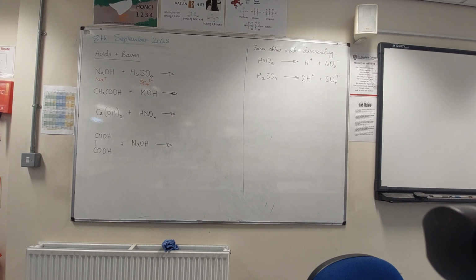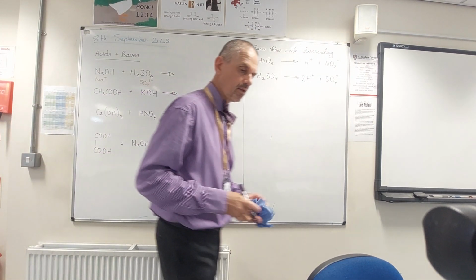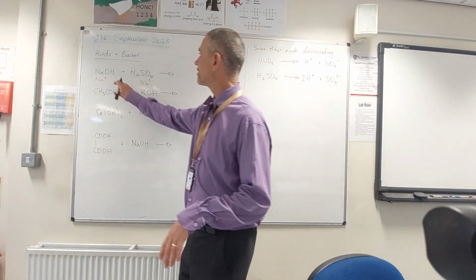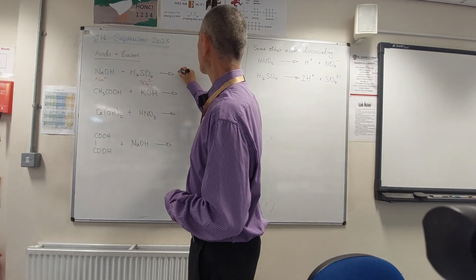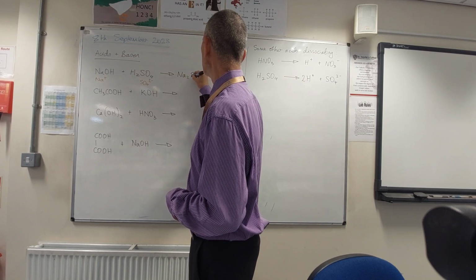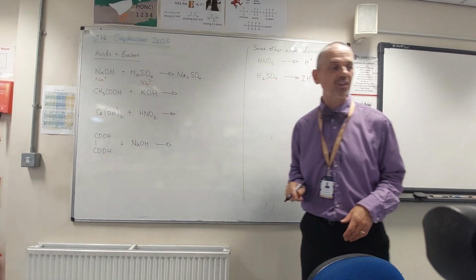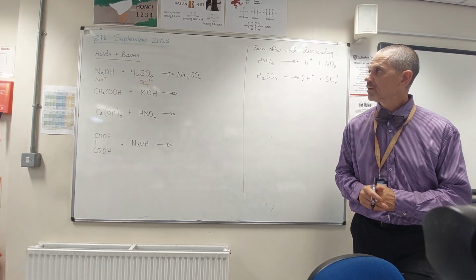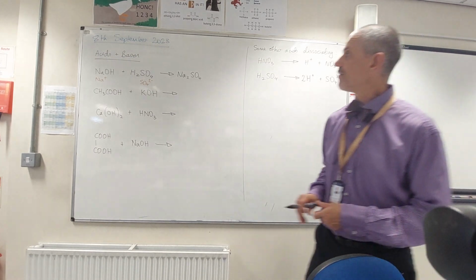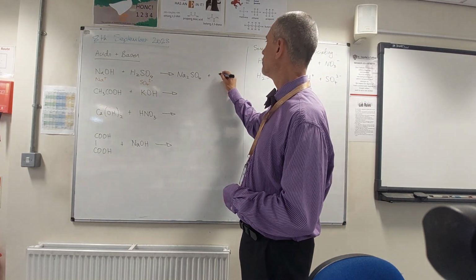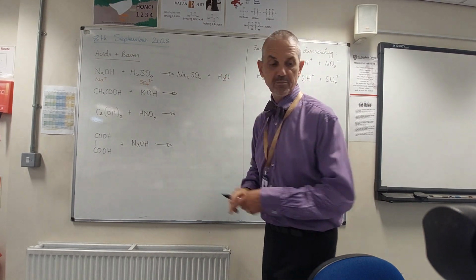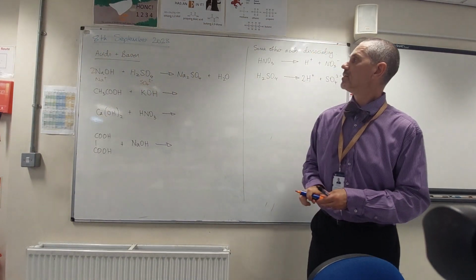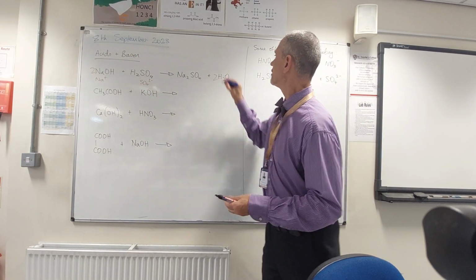All right. So for sodium hydroxide and H2SO4, it's sodium sulfate, but we need to remember that it's 2 sodiums for every sulfate, 2 pluses for 2 minuses. And then the other product is water, and then balancing. Well, we'll need 2 sodium hydroxides and 2 waters.